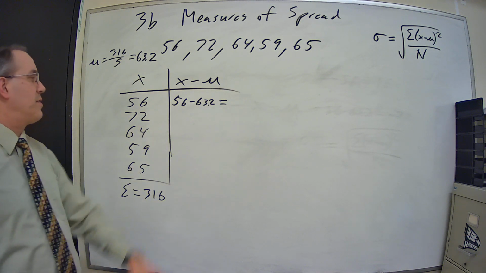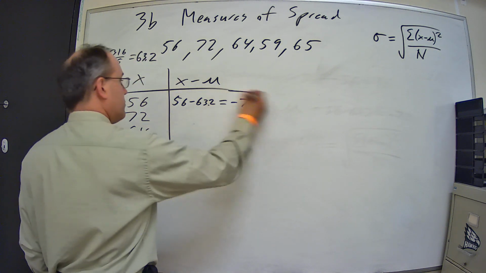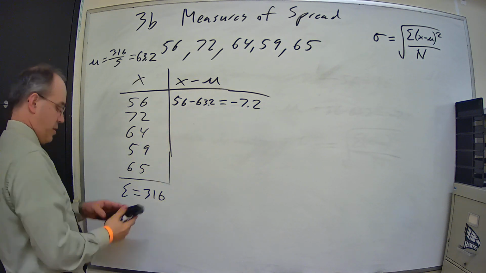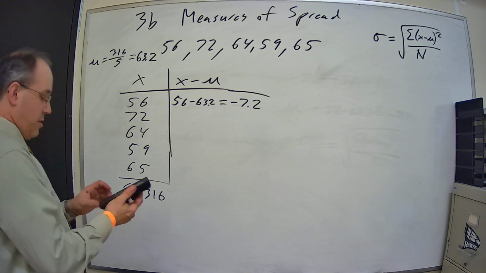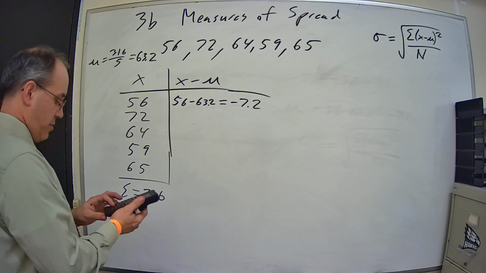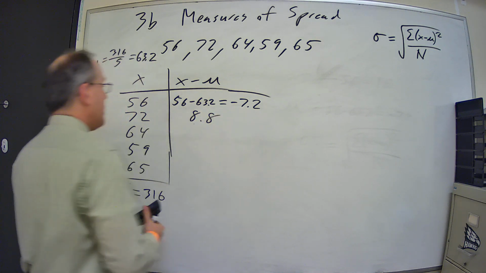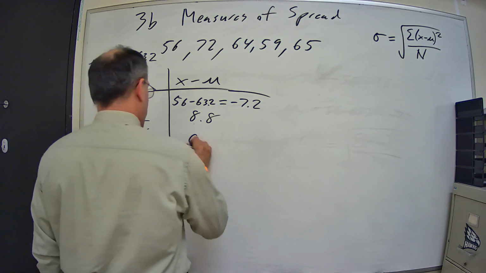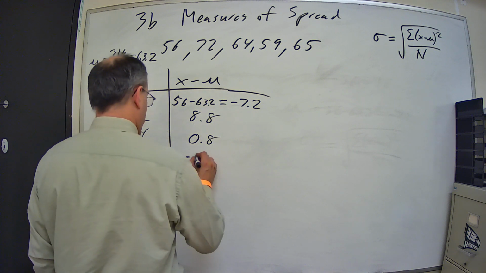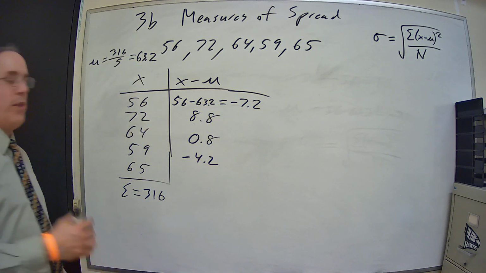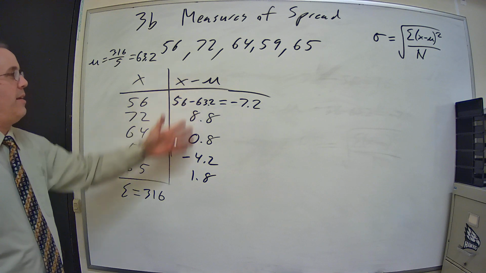So 56 minus 63.2 gives us negative 7.2. 72 minus 63.2, and I don't want to make any stupid mistakes here, so I'm just going to throw that into the calculator. And it is 8.8 like I said before. 64 minus 63.2, 0.8. 59 minus 63.2, negative 4.2. And 65 minus 63.2, 1.8. So now I have my deviations.